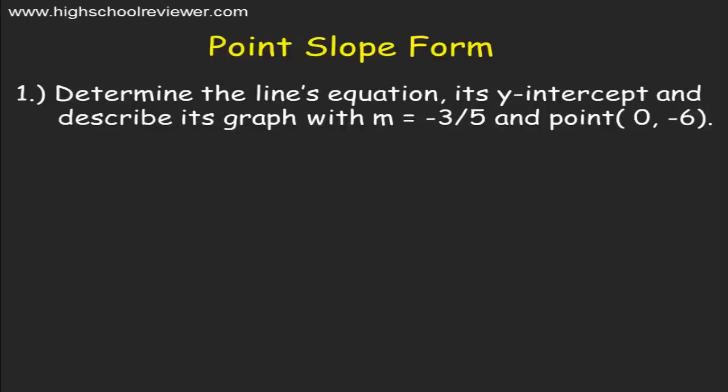Point slope form. Problem number 1. Determine the line's equation, its y-intercept, and describe its graph with m equals -3/5 and point (0, -6).